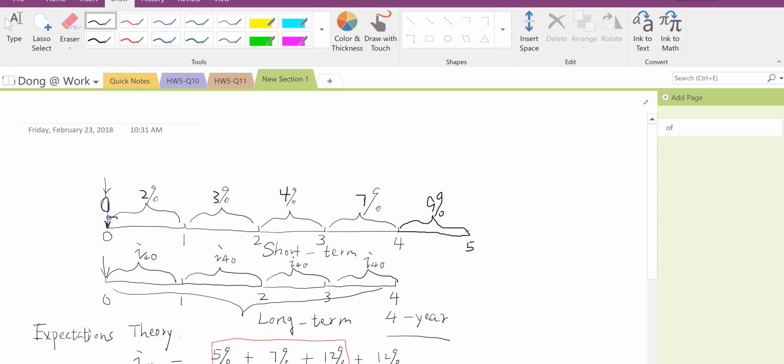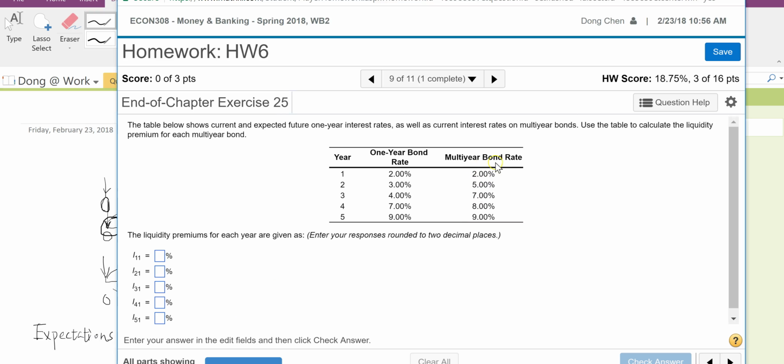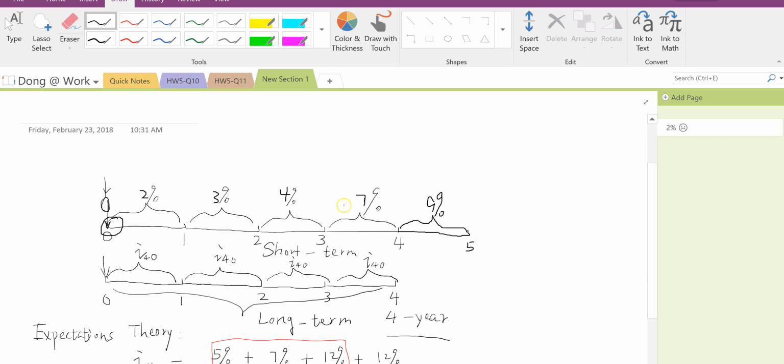But when you stand here, at the current time spot, you expect that after 1 year, you're going to earn 3% on a 1-year bond. You expect that after 2 years, you're going to earn 4% on another 1-year bond. And you expect that after 3 years, you're going to earn 7% for a 1-year bond, and so on and so forth. So that's what these numbers mean. A multi-year bond rate has a different meaning.